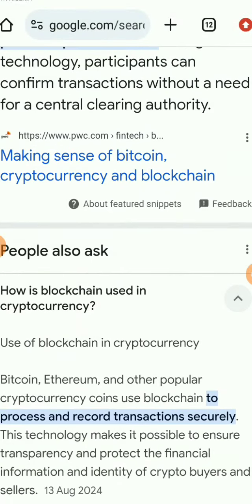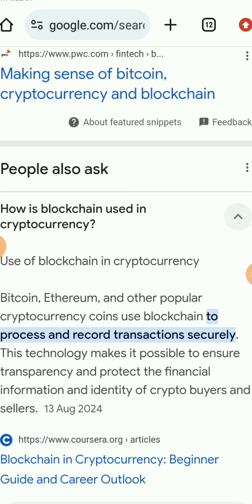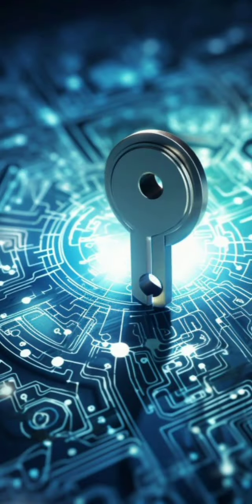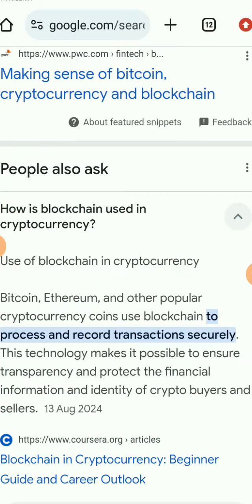Heading on, we are going to talk about how blockchain is used in cryptocurrency. According to Coursera.org, Bitcoin, Ethereum, and other popular cryptocurrency coins are used to process and record transactions securely. This technology makes it possible to ensure transparency and protect the financial information and identity of crypto buyers and sellers. What this means is that blockchain serves as a very huge server that is not controlled or governed by any individual or third party. It makes sure it processes transparent transactions and protects the financial information and identity of crypto buyers and sellers. That is what makes crypto fantastic. It's you having full control of your financial activities without the involvement of anybody.